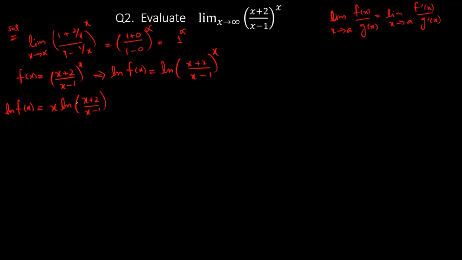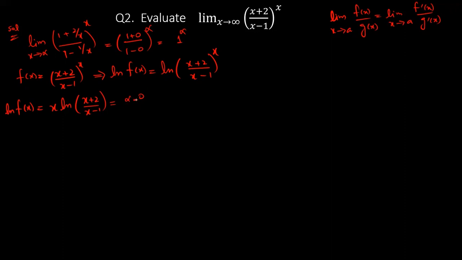So now if we try to evaluate the limit in this form, this will give us infinity times 0 form, because the fraction gives us 1, and natural log of 1 is 0. These types of forms we know how to compute.